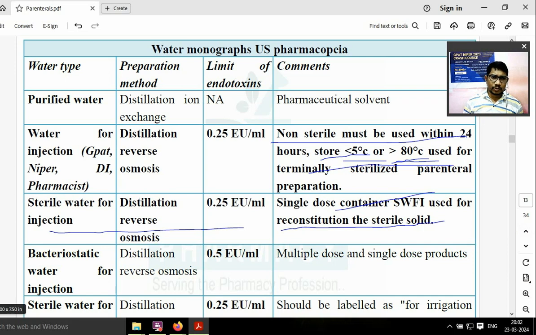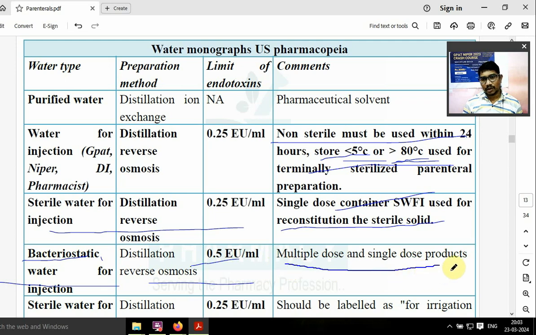Bacteriostatic water for injection. As the name indicates, bacteriostatic means it is added with a bacteriostatic agent. It is also prepared by reverse osmosis and distillation. The endotoxin limit is 0.5 endotoxin unit per ml, and it is used for multiple dose and single dose products. Bacteriostatic water for injection contains a preservative and an antimicrobial agent.